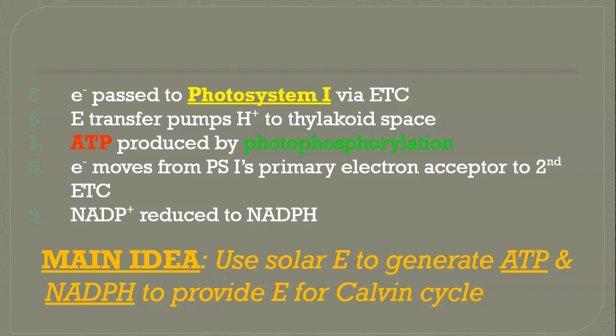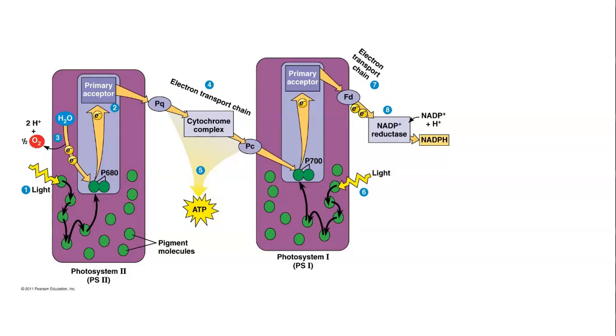So big picture, photosystem 2 and 1 for the light reactions is to use solar energy to make some ATP and also some NADPH that will fuel the second part of photosynthesis, the Calvin cycle. So here's kind of the photo version of what that looks like.